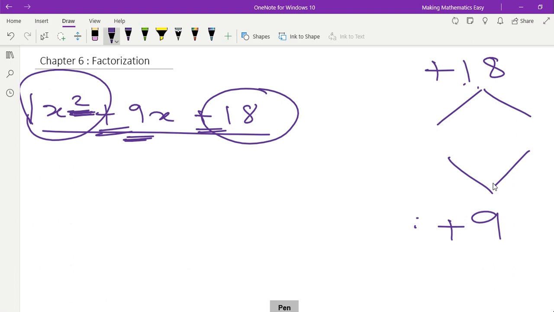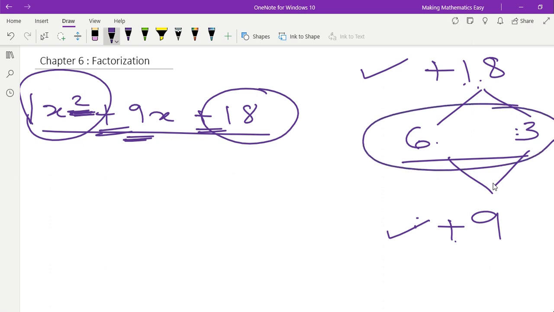Now let us go to another factor, which is 6 into 3. 6 3s are 18. Yes, this is okay. 6 plus 3 is 9. Okay, so we can take this. Okay, so that is how you need to check. Both the conditions should be satisfied. The product of these two numbers should be equal to this, along with the sign, and addition and subtraction of these two numbers should be this number.